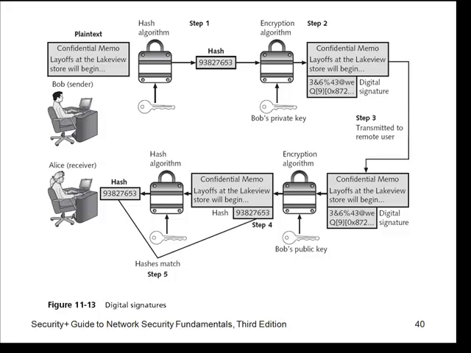So the confidential memo, layoffs, we'll get the hash algorithm. The hash here goes through the encryption algorithm. We have a digital signature on it. And the confidential memo is transmitted. Bob's private key here is used to create the digital signature. Then we use Bob's public key to say, yes, Bob sent this thing. And this is the only time that the public-private reversal makes any sense, doesn't it?